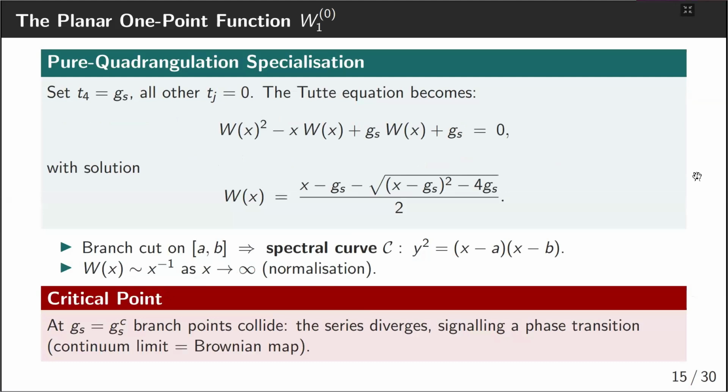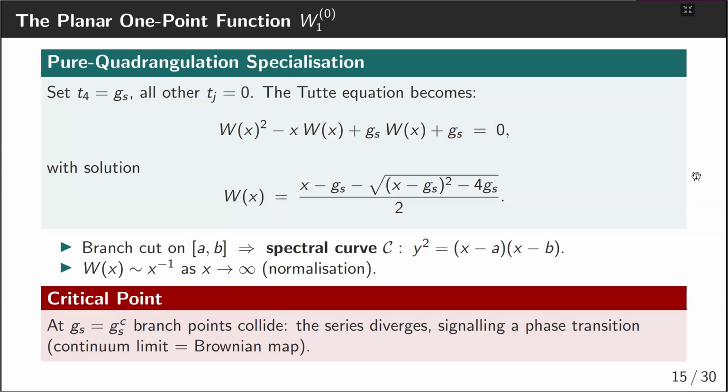So, the pure quadrangulation specialization. We'll set T4 equal to g_s because it's a quadrangulation, and all other Tj equal 0. Then the TAT equation becomes this characteristic equation. Then we can solve it with a solution. This is just the formula. So we branch cut on [a,b] and we get the spectral curve C: y squared equals (x minus a)(x minus b). Then we have W(x) approximately 1 over x as x goes to infinity.